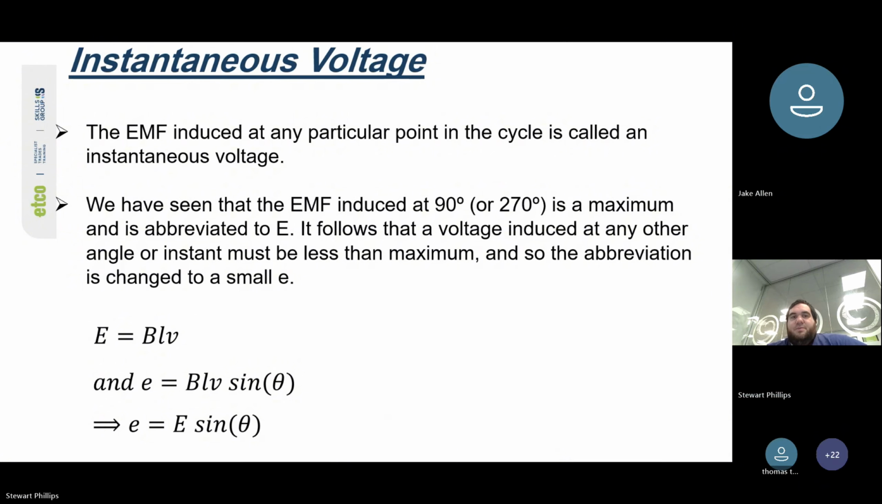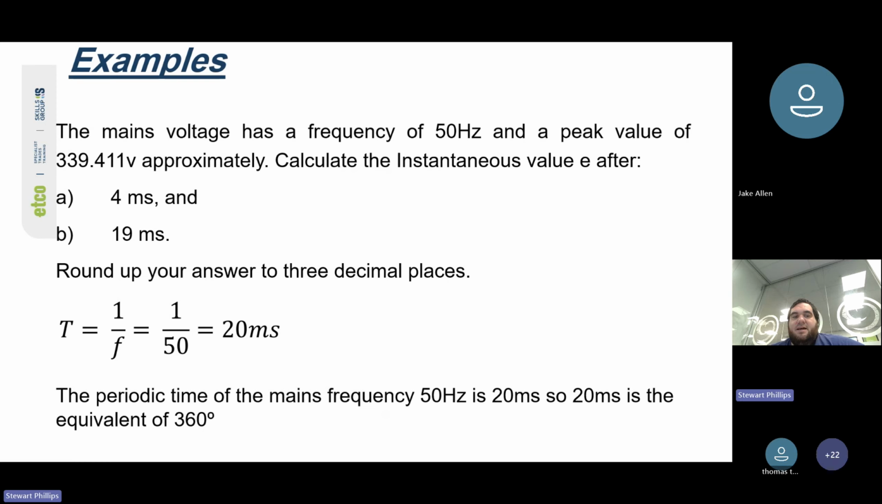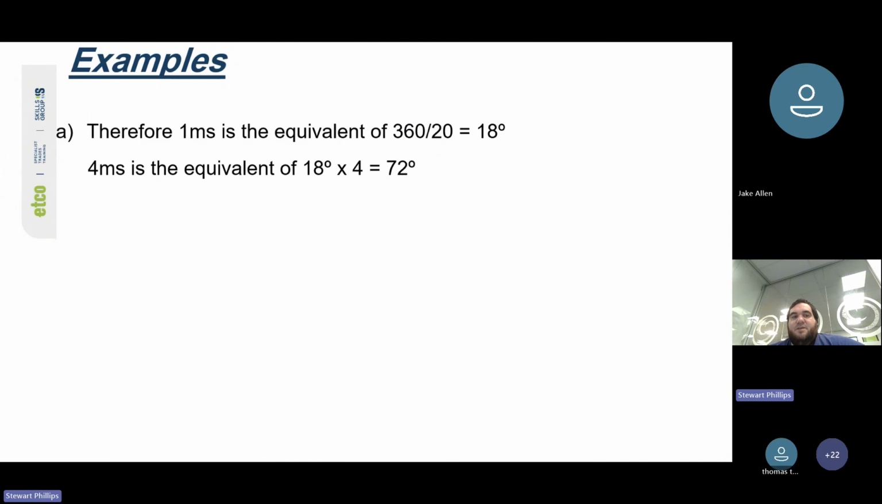So yeah, last week we looked at using time. We talked about how we can do T equals 1 over F, 1 over 50, to give us 20 milliseconds. Then we take our 360 degrees and divide it by 20 milliseconds, which gives us 18 degrees per millisecond. So then we can take our 4 milliseconds and multiply that by 18 degrees, which will give us 72 degrees.